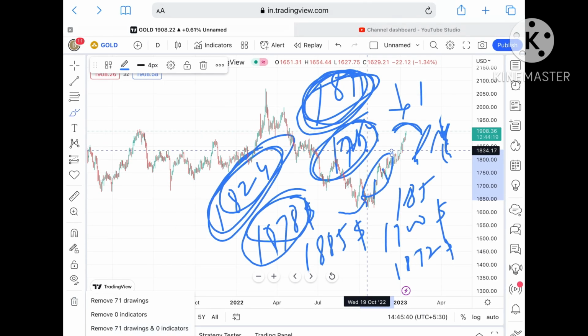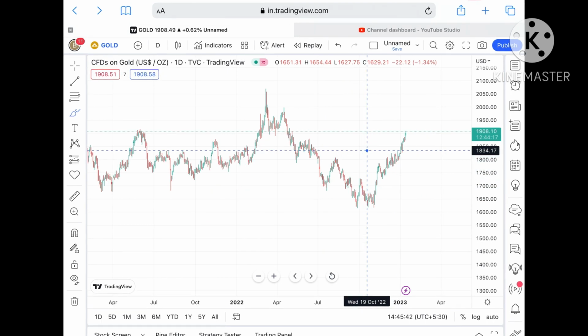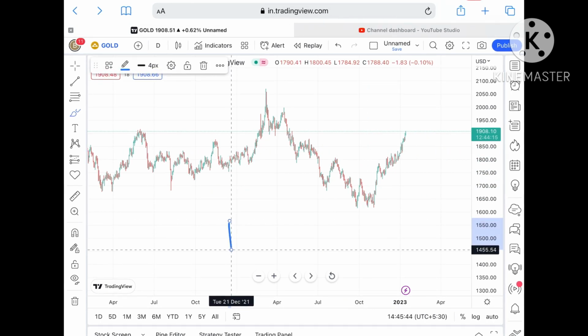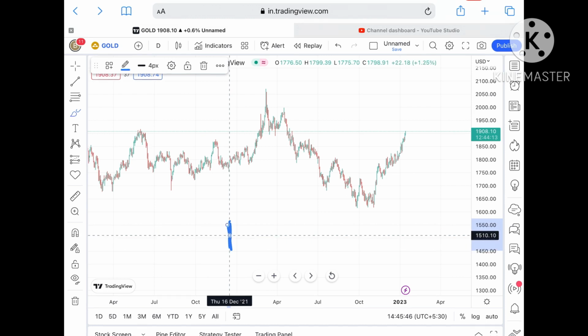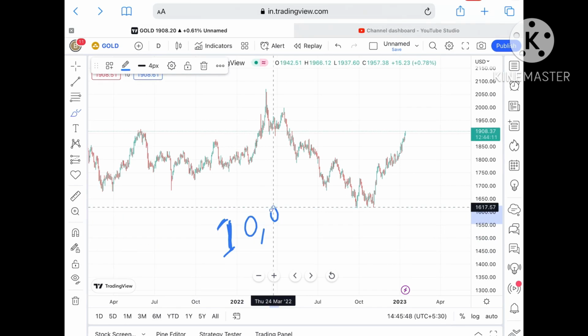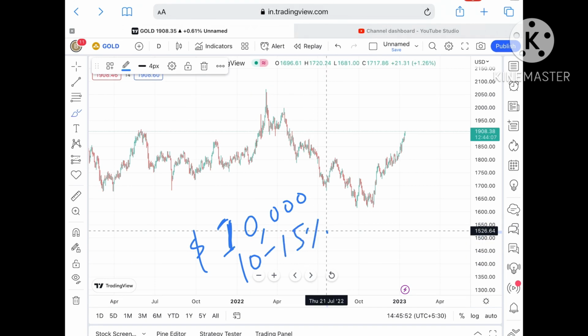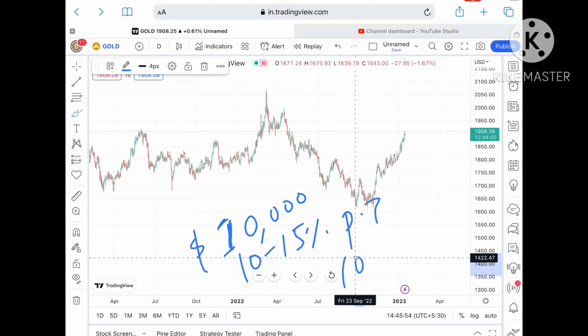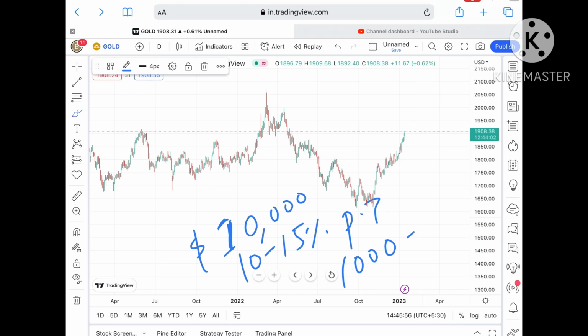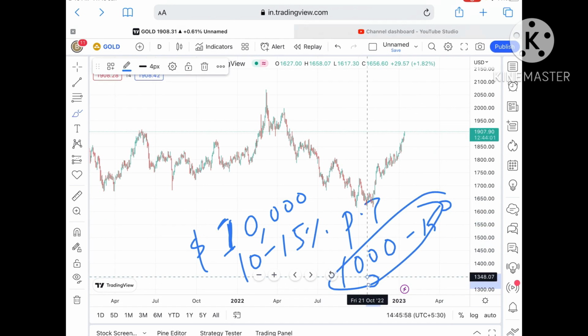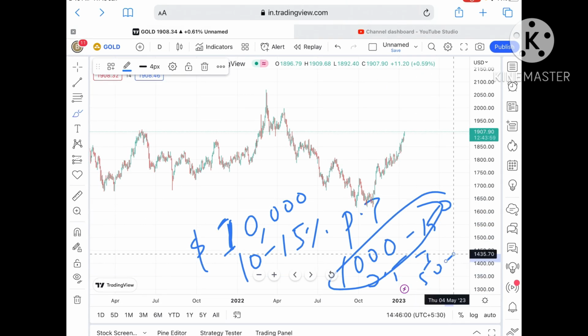I give workshops as well. Okay, what you have to understand is that most of the people lose money in trading. So what I teach in my workshop is that suppose if you are trading with $10,000, try to trade with 10 to 15% of capital per trade. That is 1000 to 1500. Okay, risk of 0.5 to 1%, that is $50 to $100.